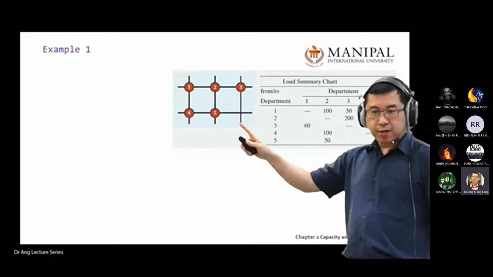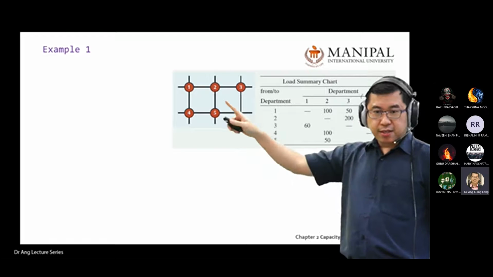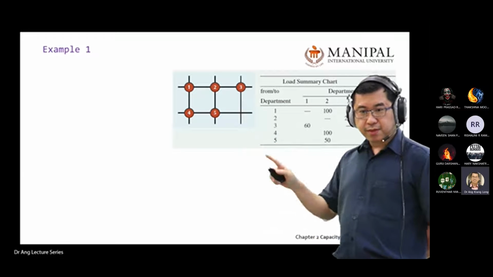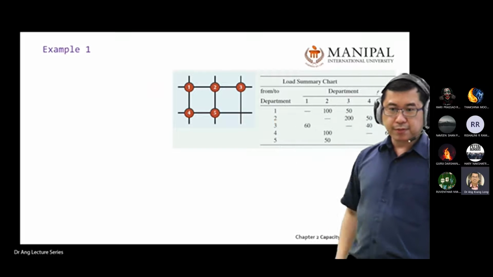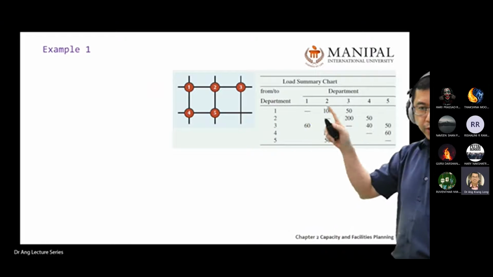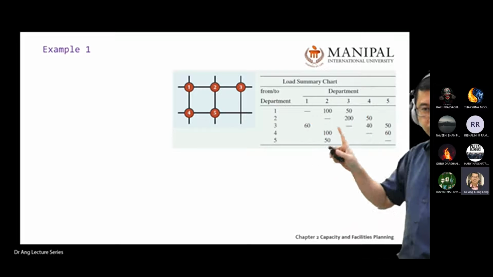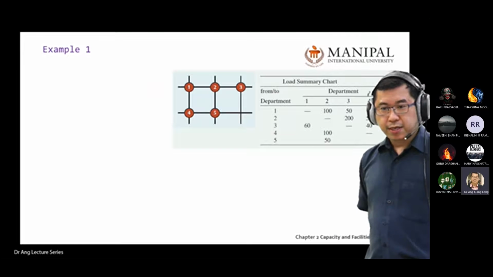And we start to identify 1, 2, 3, 4, 5. 1, 2, 3, 4, 5 represent department. Right? You have 1 to 5 departments, and there's lots of movement between the departments. Okay?